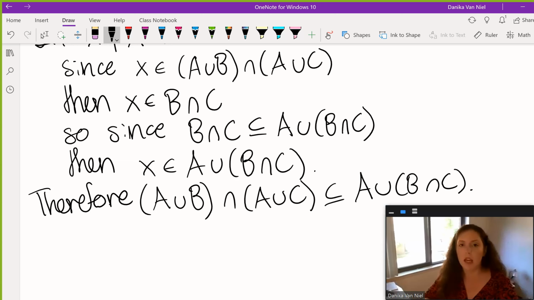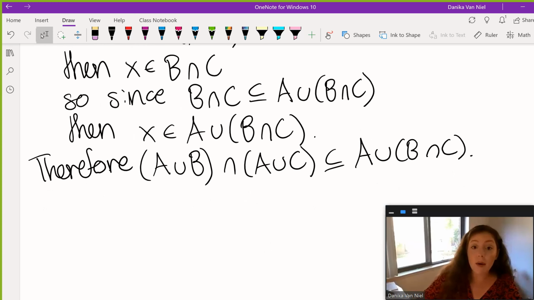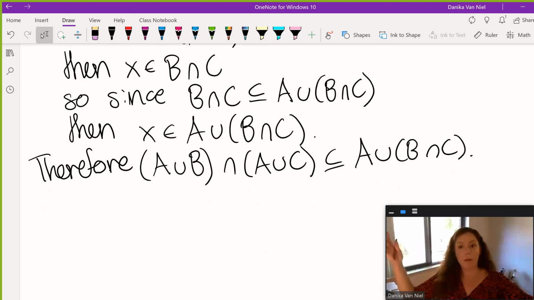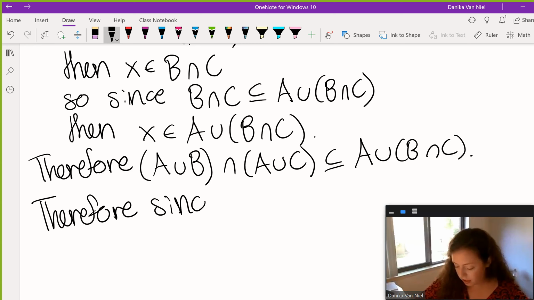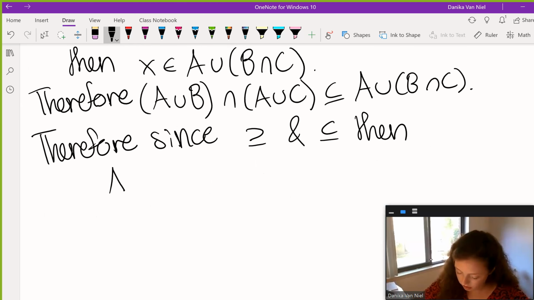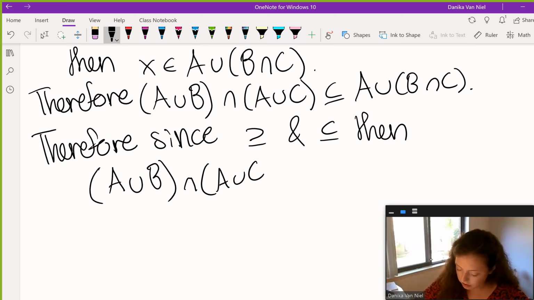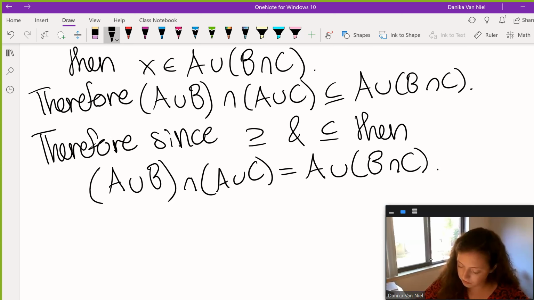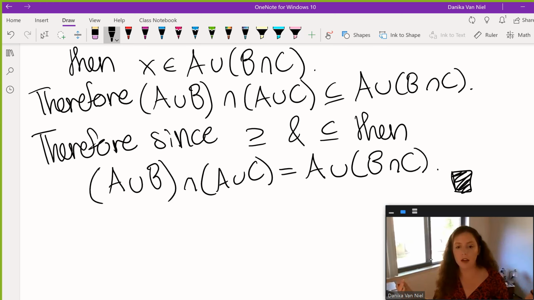Okay, cool. Now I have containment both ways, so now I can write my conclusion. Therefore, since, and oftentimes I'll just write shorthand like this, that, and that, then A union B intersected with A union C is equal to A union B intersects C. And now that's the end of my proof. I wrote my conclusion, I'm all done. I showed what I wanted to show. So I put my little box and I filled it in. We proved what we wanted to show.